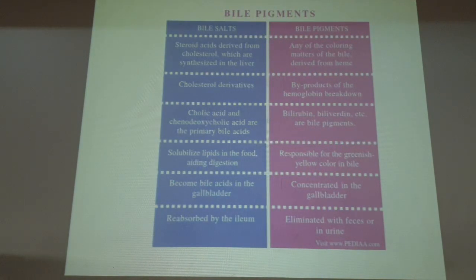Then we have another term, we have bile salts and bile pigments. I think now you know the difference between them. Bile pigments are from what? Bilirubin. They are bile pigments. They have no digestive function. They don't help in digestion. They are just pigments, derived from bilirubin.